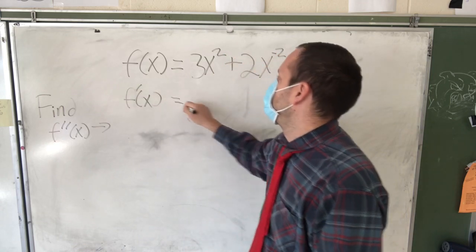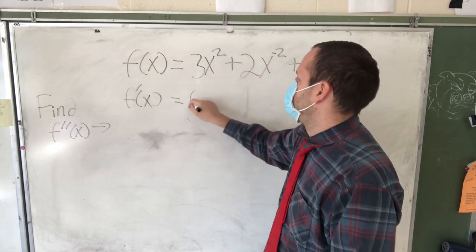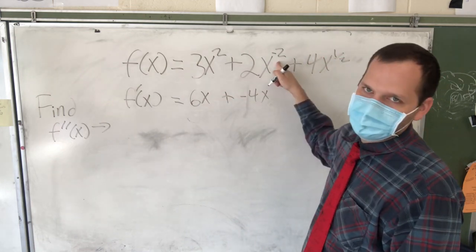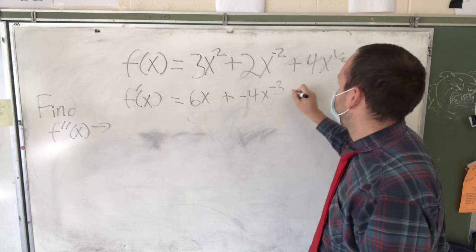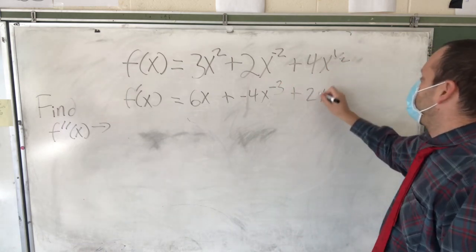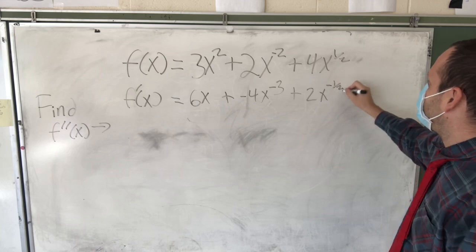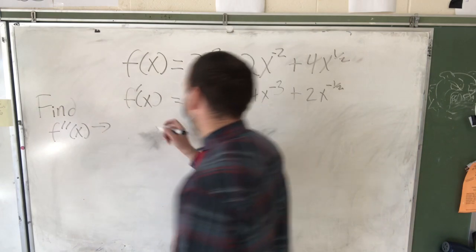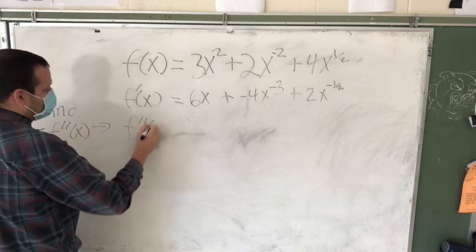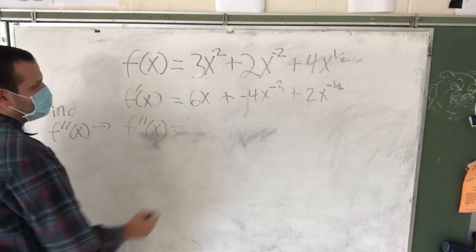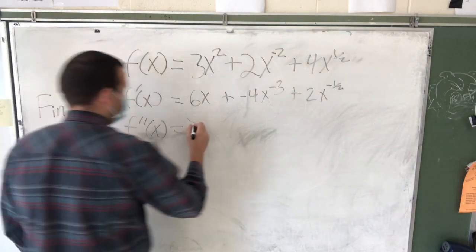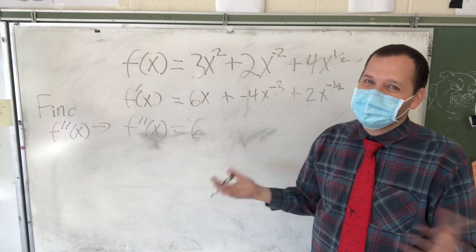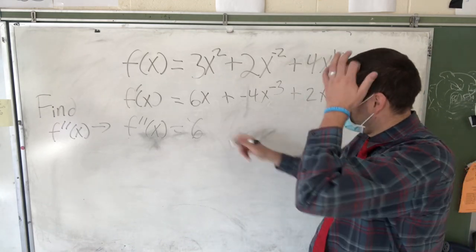f prime of x, we do 2 times 3 is 6x plus negative 4x. What's 1 less than negative 2? It's negative 3 plus 2x to the negative 1/2, because 1 less than 1/2 is negative 1/2. So that's our first derivative. We now need the second derivative, f double prime of x. Okay? Well, what's the derivative of 6x? It is 6x to the 0, but isn't x to the 0 just 1? 6 times 1 is just 6, so we don't care about that.